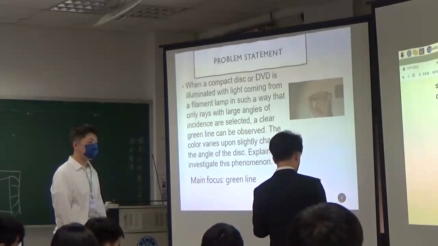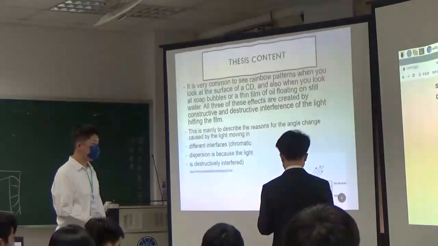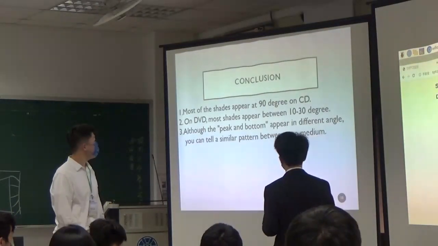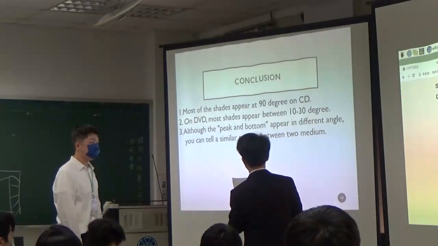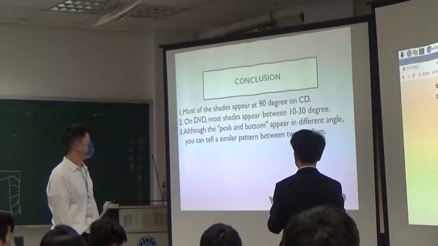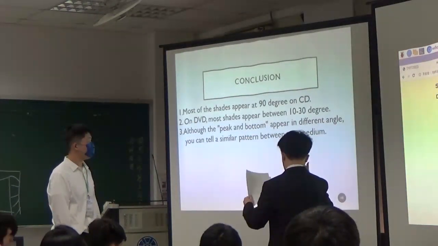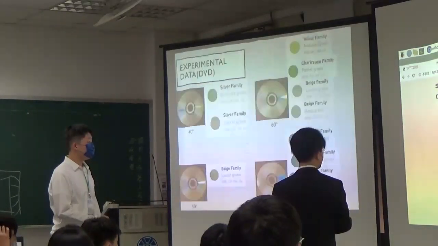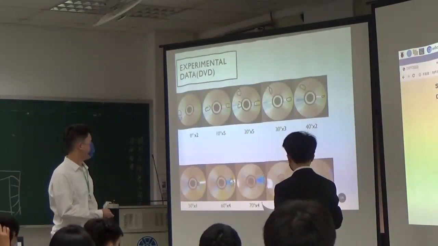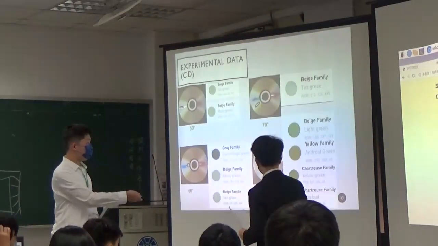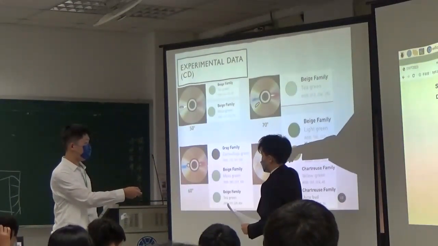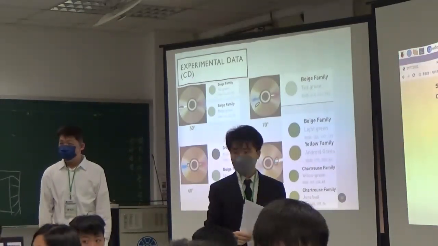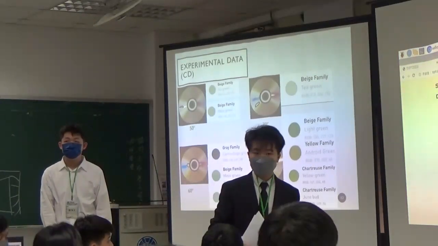Now will you please turn back to page 18? Yes. Here, in your conclusion, you said that most of the shades appear at 90 degrees on the CD. Can you say again what your definition of shades is? As you can see here, this is your definition of shades. Yes. Please summarize. Next question.